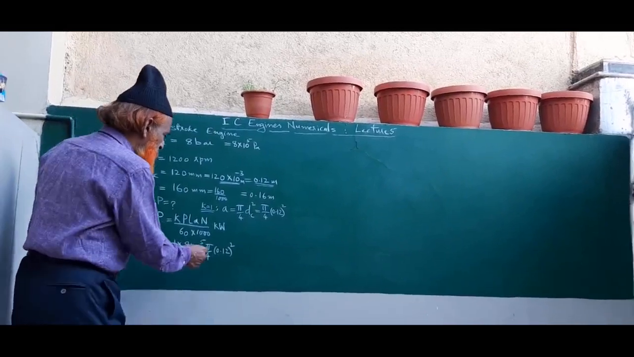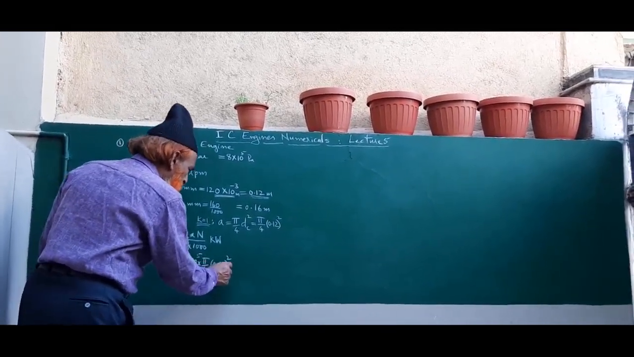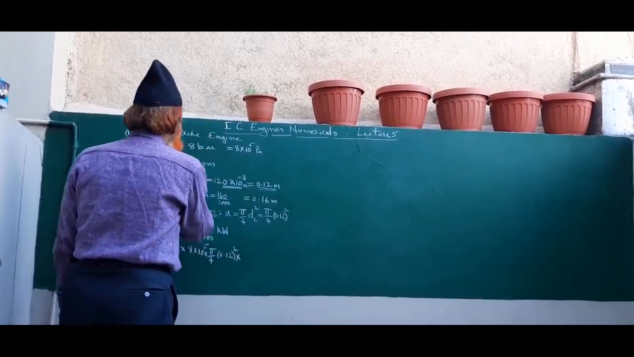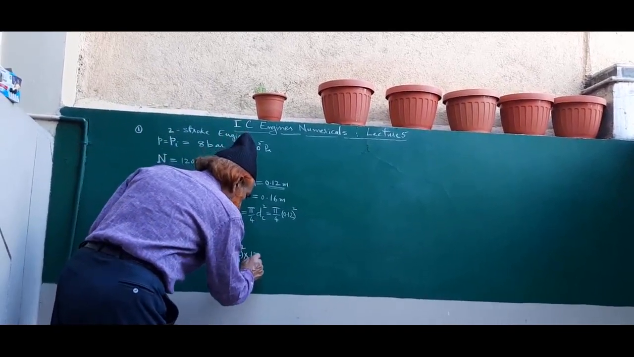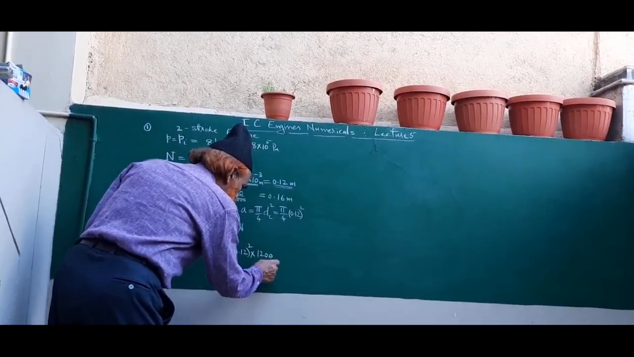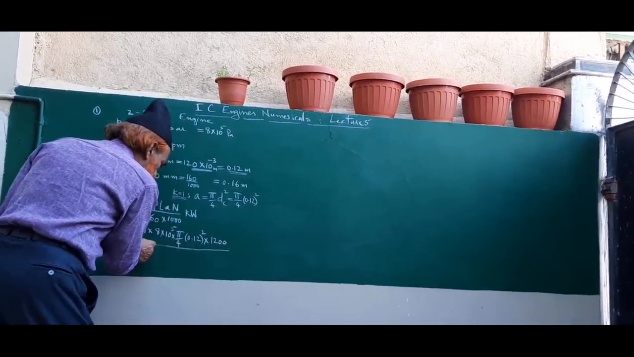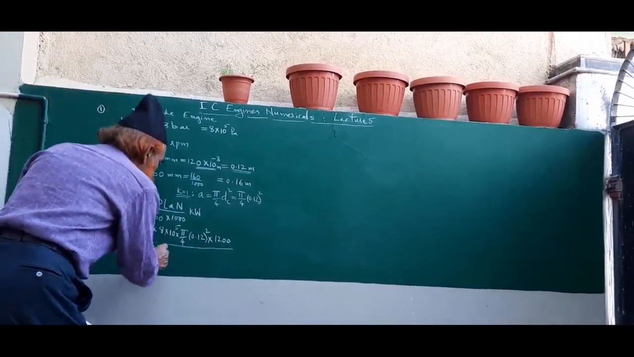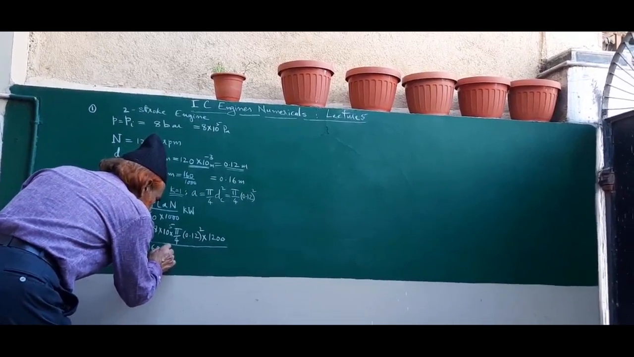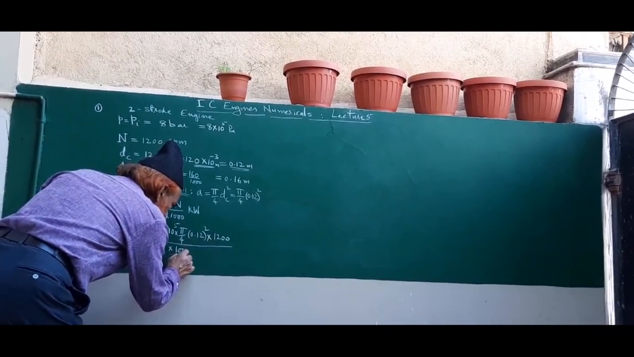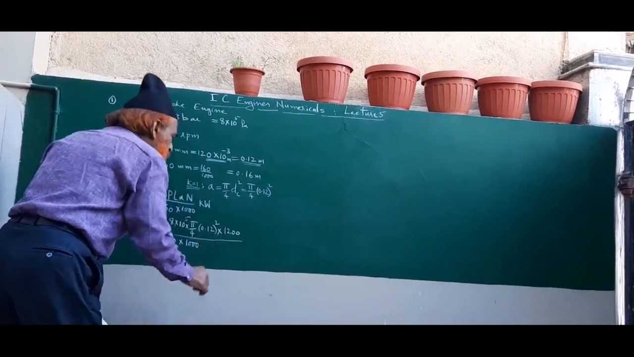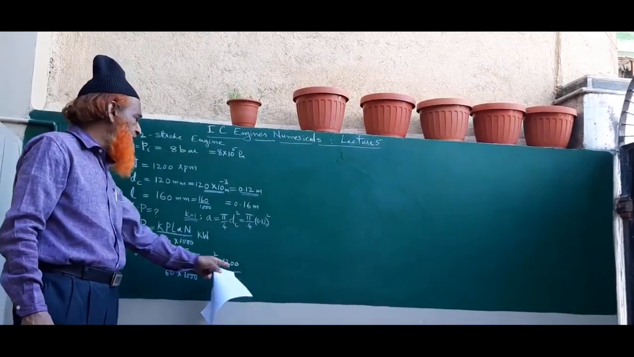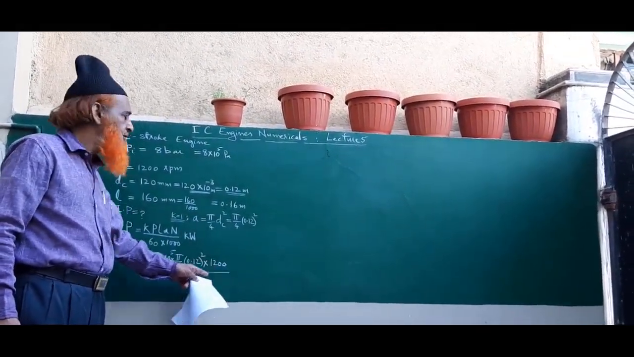Okay, 10 to power 5 into area into RPM. RPM is given as 1200, to be divided by 60 into 1000. Why 1000? Because the SI unit of power is watts, and we want to write it in kilowatts, therefore dividing by 1000. And why this 60? Because it is RPM. We are supposed to take RPS, revolutions per second, therefore it is divided by 60.